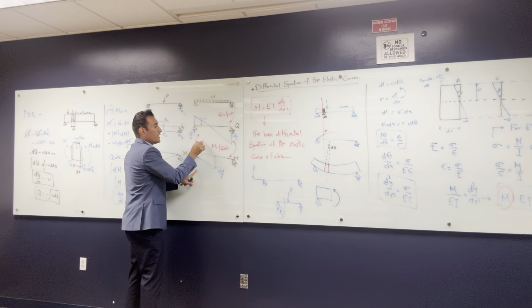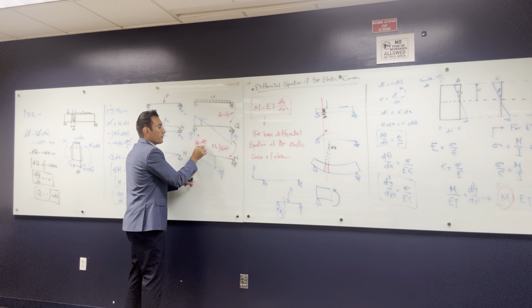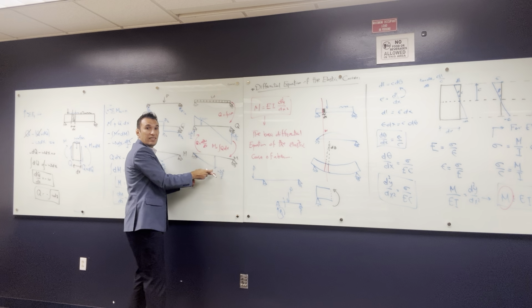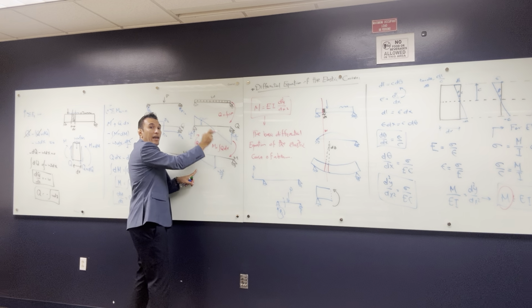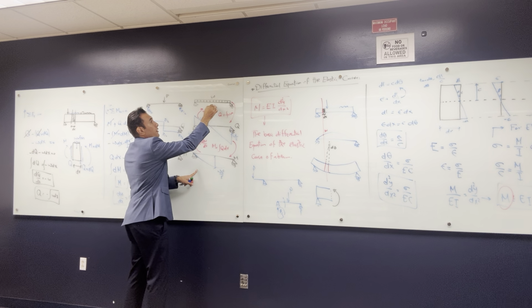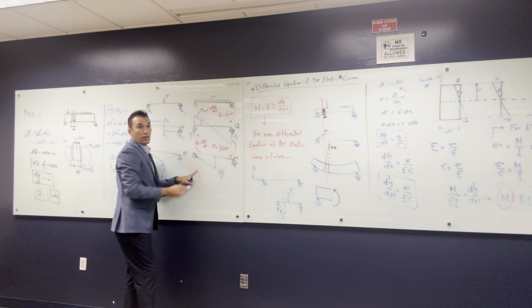Q is equal to dM/dx. You differentiate, so once you differentiate, you lose a degree. Let's say that this is x squared. You differentiate it, it's going to be x, linear. And when you differentiate it one more time, you are going to get the load.